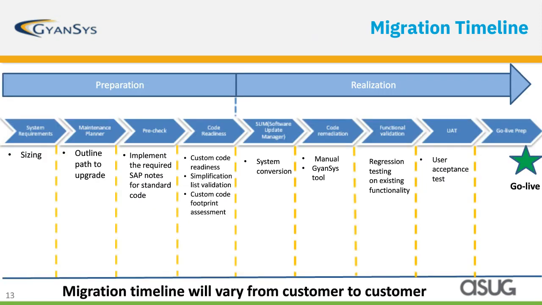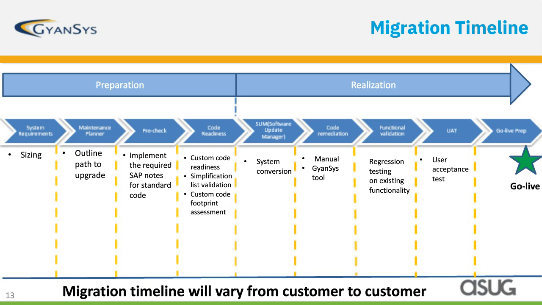Migration timeline. The idea of this slide is to give an overall view of the steps involved with any migration, mainly categorized under two sections: preparation and realization. On preparation, you go for system sizing. Maintenance planner basically tells you whether you can upgrade to a certain version of S4 from your current one, and what it needs to do that. Then you perform pre-check.